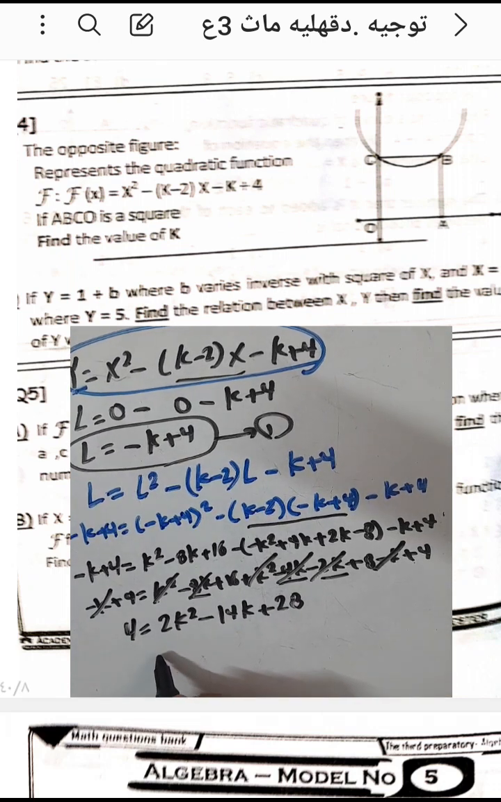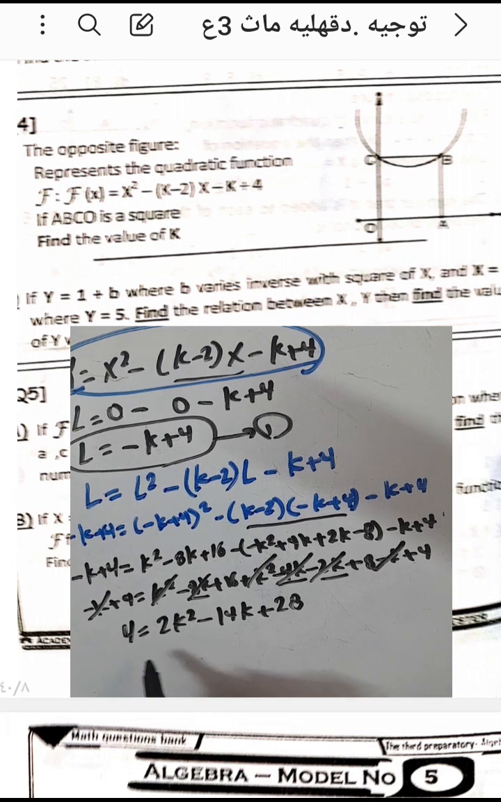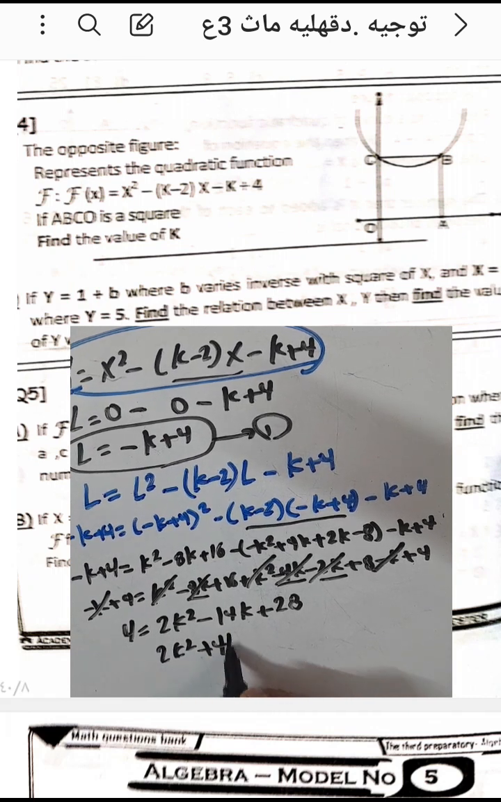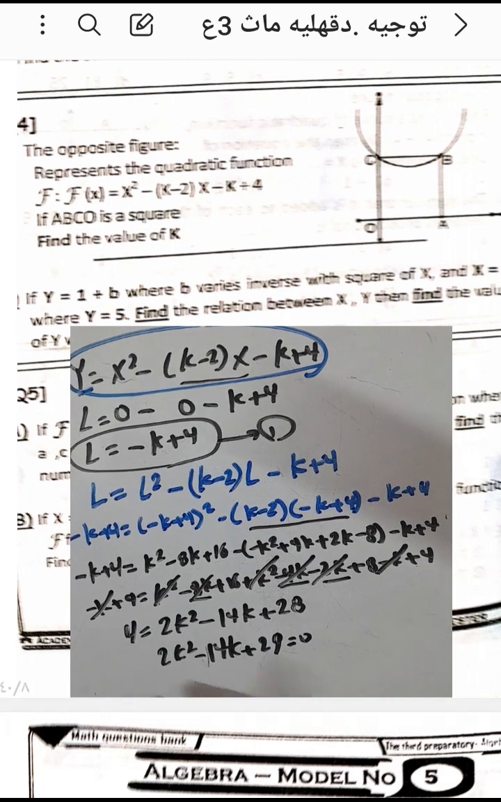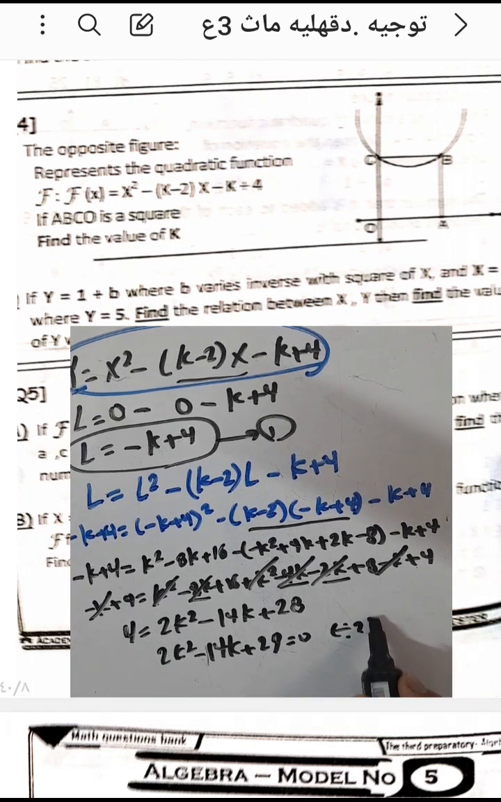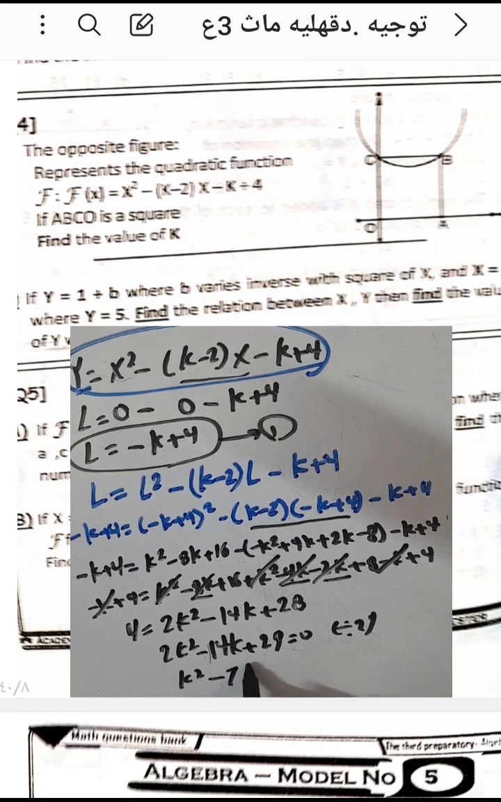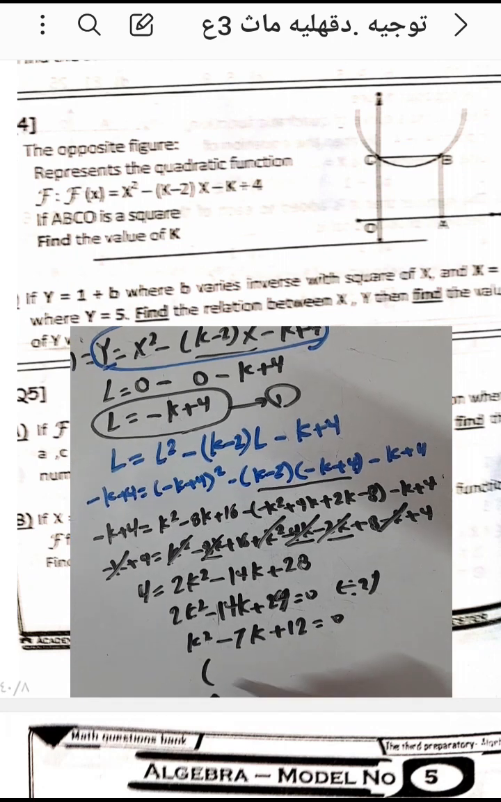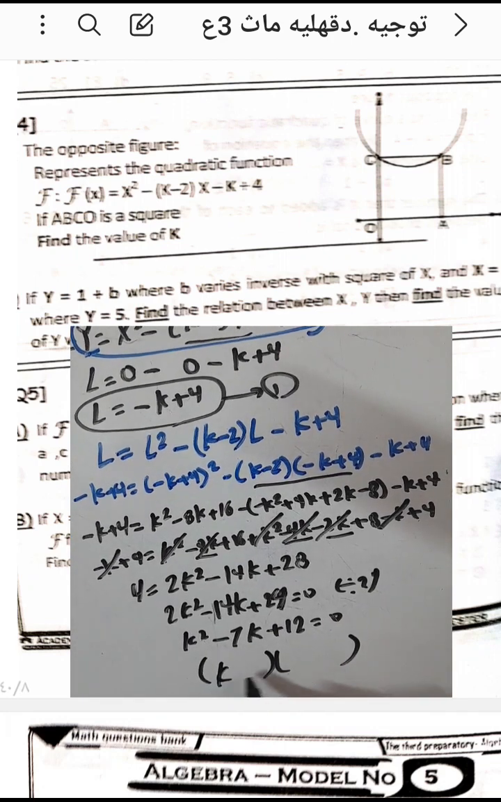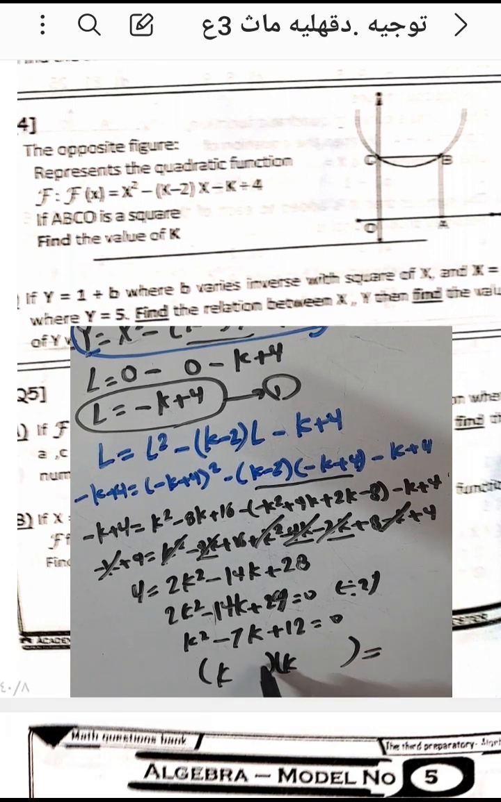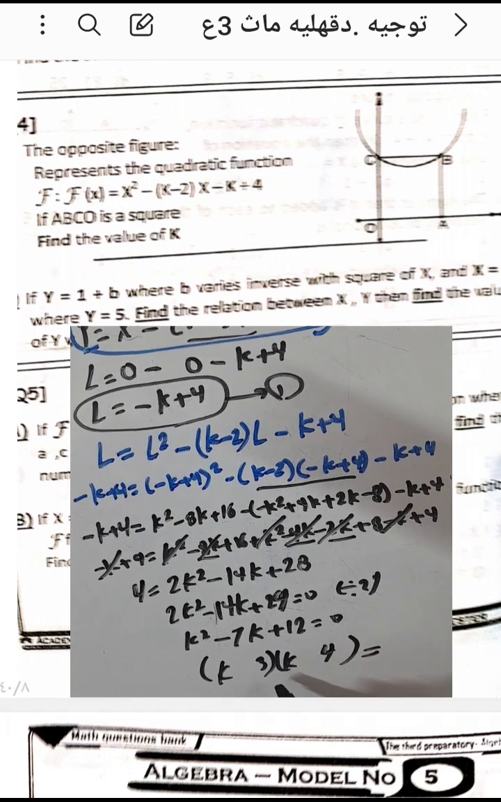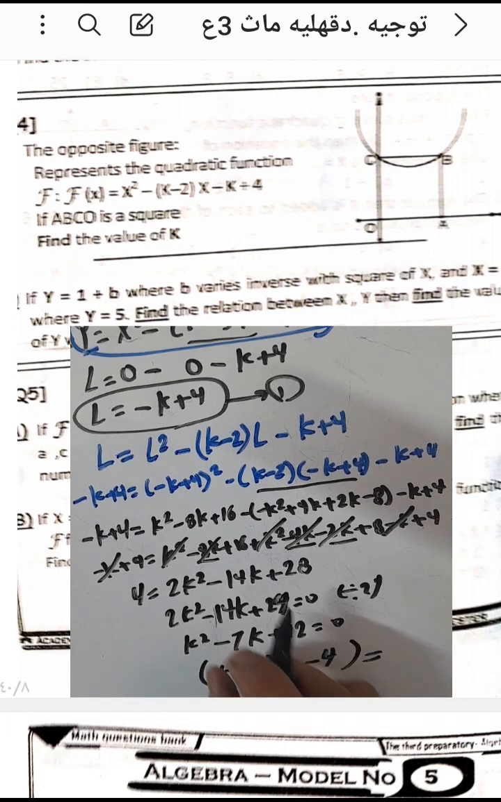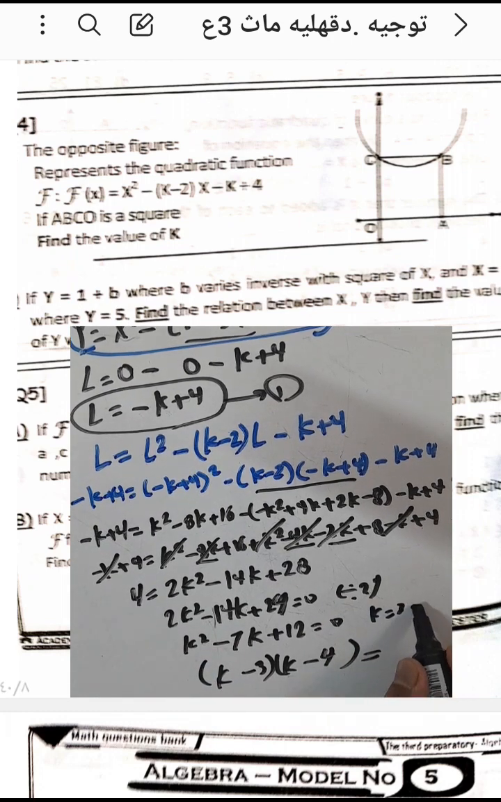Then we can divide it by 2, or write here 2k power 2 subtract 14k plus 24 equals 0. Move 4 here, and divide by 2, then k power 2 subtract 7k plus 12 equals 0. Factor this equation: k power 2 it will be k times k, and 3 times 4 it will be 12, and the sum of them equal negative 7, then k will be 3 or k will be 4.